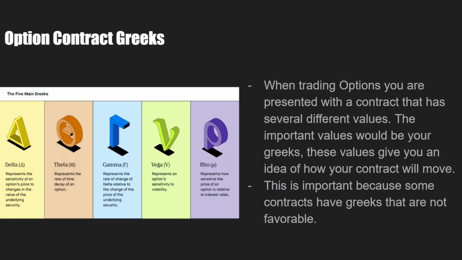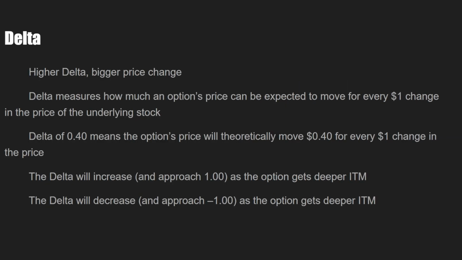So next you have your option Greeks. So when trading options, you're presented with a contract, and that contract has several values. The important values would be your Greeks. These values give you an idea of how your contract will move. It's important to know this because some contracts have bad Greeks, and it's not favorable if you're trying to become a profitable trader. So starting off with your first Greek, that's delta.